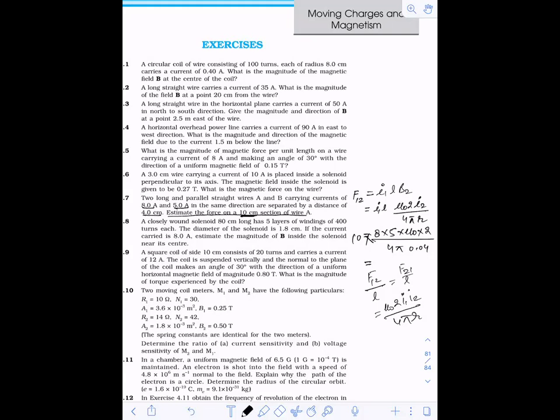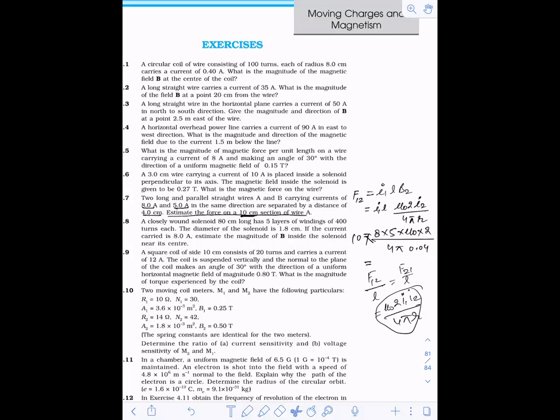Now, because it is given that the question is asked for 10 centimeter, we calculate for that. And if I ask you for 25 centimeter length of the wire, what is the force on 25 centimeter length of the wire? You just multiply force per unit length with 25, and you'll get the answer. So that's how it is done.